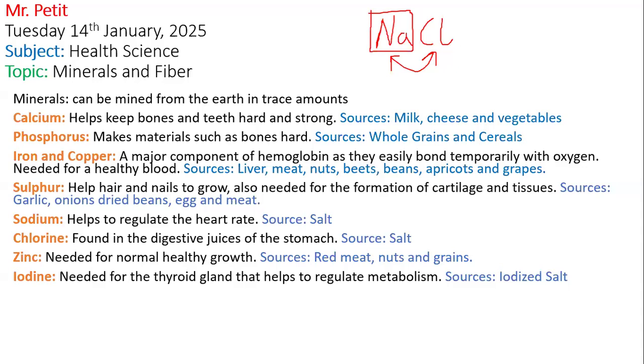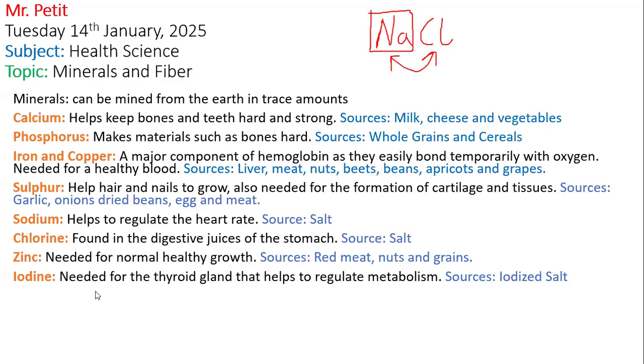How about phosphorus? What do we need phosphorus for? To make your bones hard and healthy. Very good. Which mineral is needed for healthy blood? Iron and copper. Which mineral is needed to help with the thyroid gland? Iodine. Which two minerals together form salt? Sodium and chlorine. Which mineral is needed to help your hair and nails grow? Sulfur. Very good.